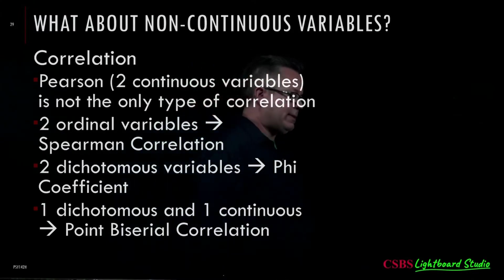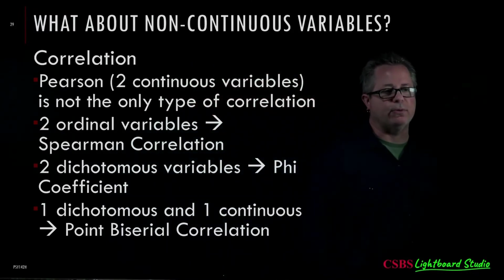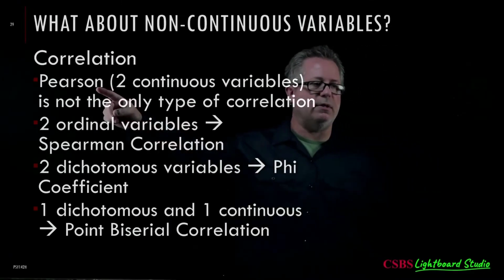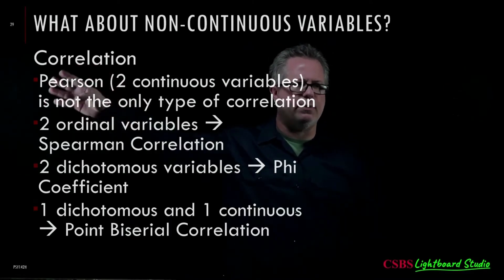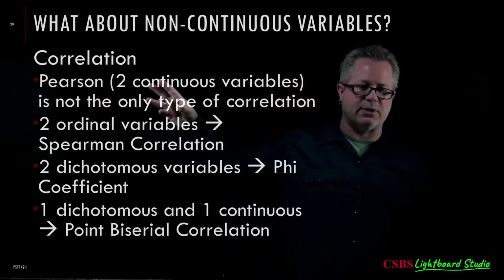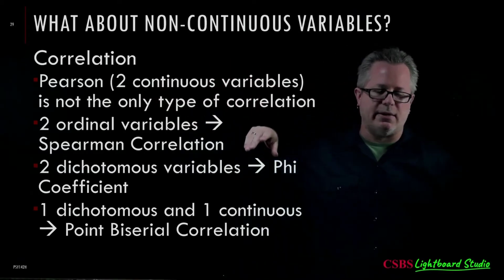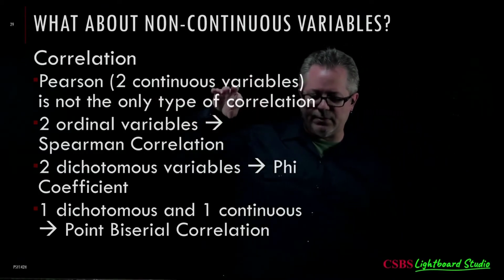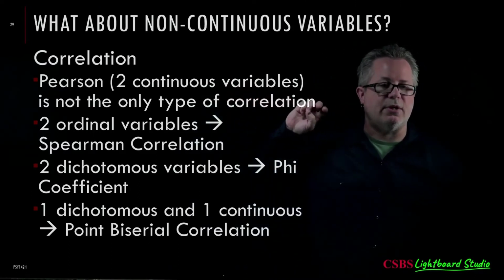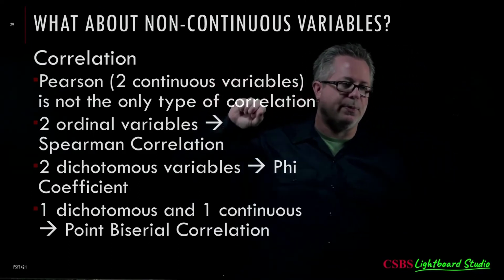Okay, so what about non-continuous variables? When we think about correlations, we typically think about Pearson correlations. That's the one that always gets taught. That's the one where we calculate covariance, divide by the product of the two standard deviations, and that's a Pearson correlation. But there are other kinds.